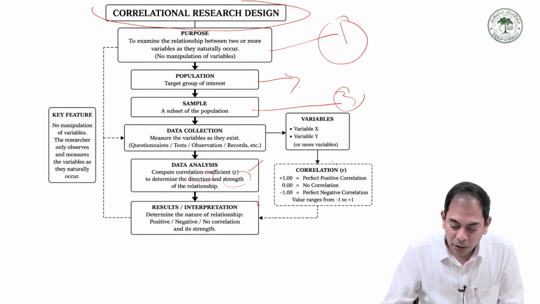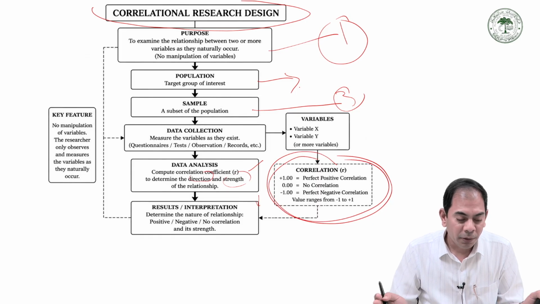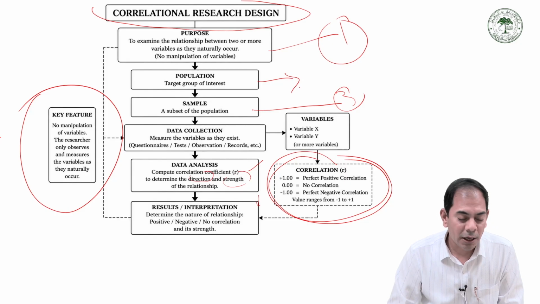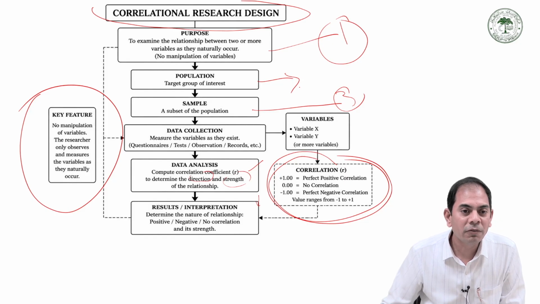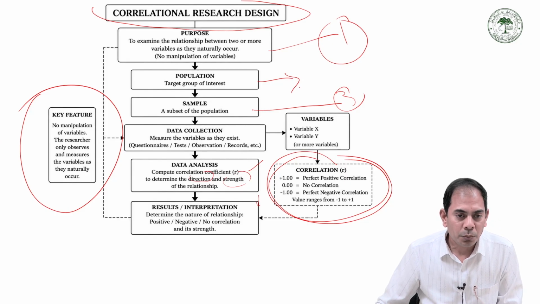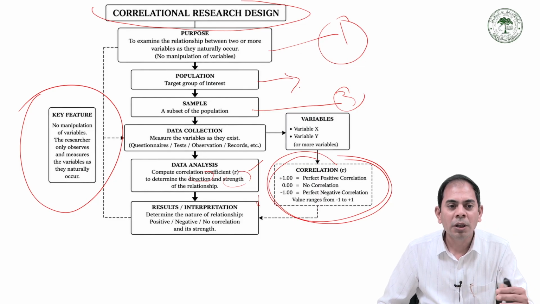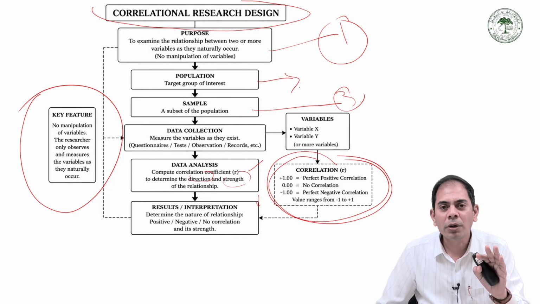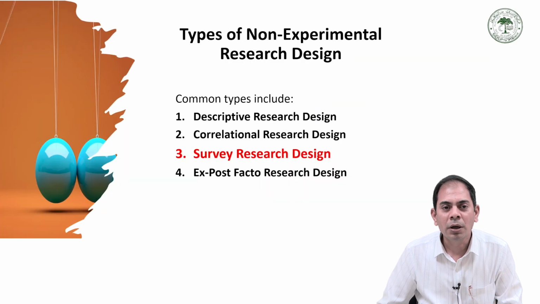The important thing is that correlation goes from +1 to -1, and this is in between. This is a key feature of the correlation studies research design. Important thing: no manipulation of variables. The researcher only observes the variables as they naturally occur.